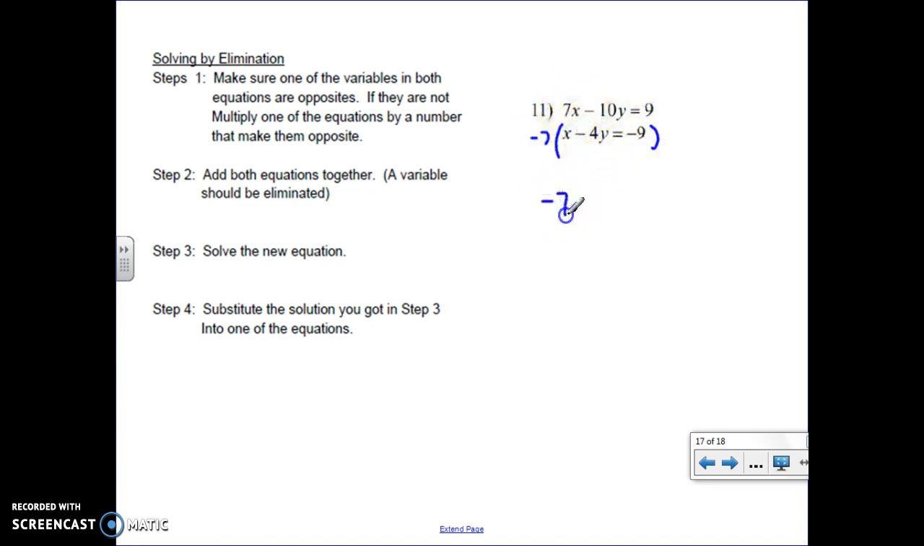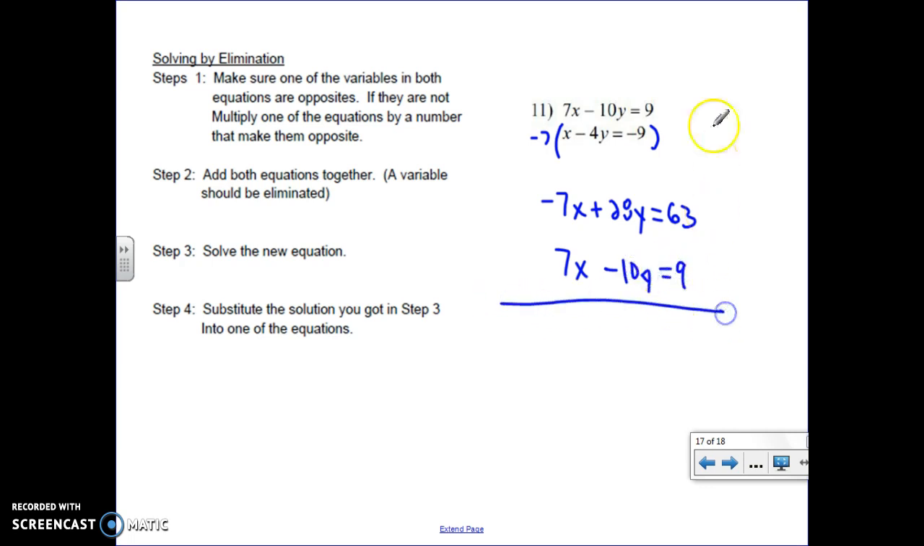So when I do that, I get negative 7x plus 28y equals 63. The other equation, 7x minus 10y equals 9. We're going to add. Those x's cancel. So I have 18y equals 72. Divide both sides by 18. Looks like I get y to be positive 4.